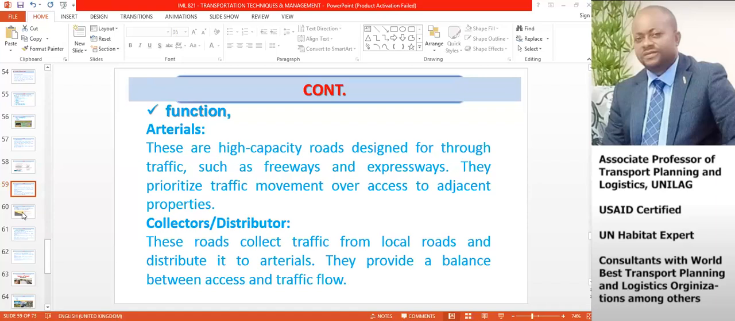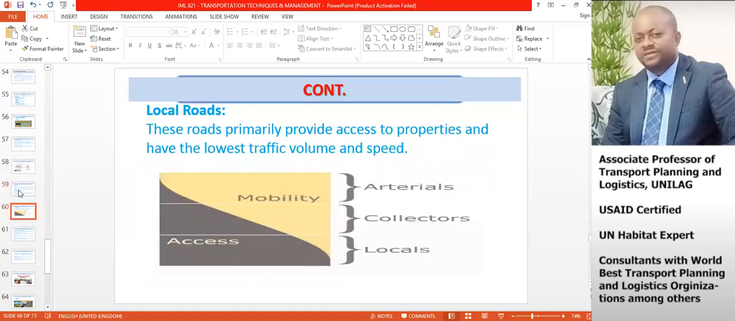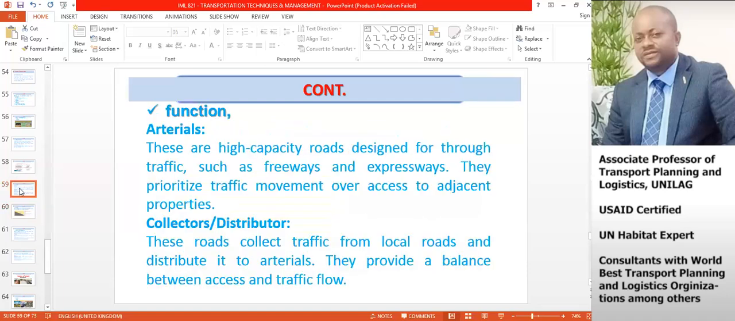Okay, so let's go to the next one. Function first. For functional classification, it is about the function they perform. And just like what I told you at the beginning of road classification, face the business. Arterial function has to do with high capacity. They are express roads. They prioritize traffic movement over access in arterial road.